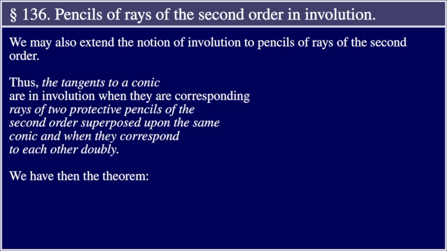Section 136, Pencils of rays of the second order in involution. We may also extend the notion of involution to pencils of rays of the second order. Thus, the tangents to a conic are in involution when they are corresponding rays of 2 projective pencils of the second order superposed upon the same conic, and when they correspond to each other doubly. We have then the theorem.